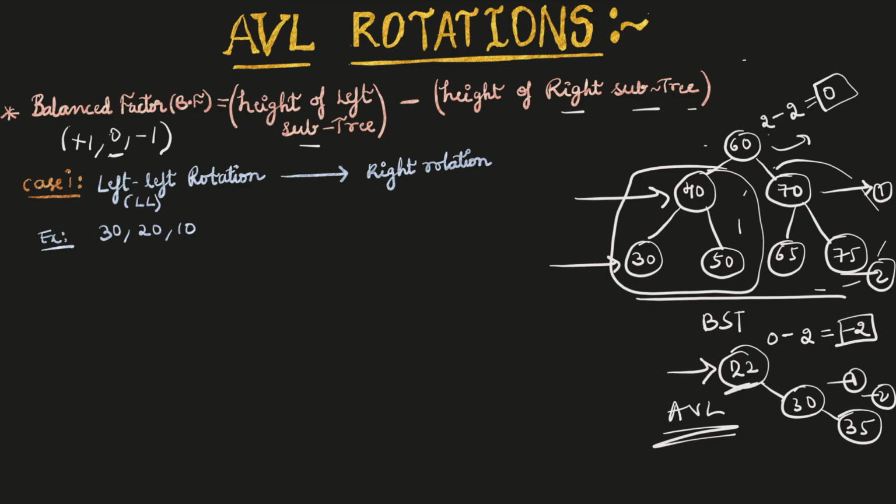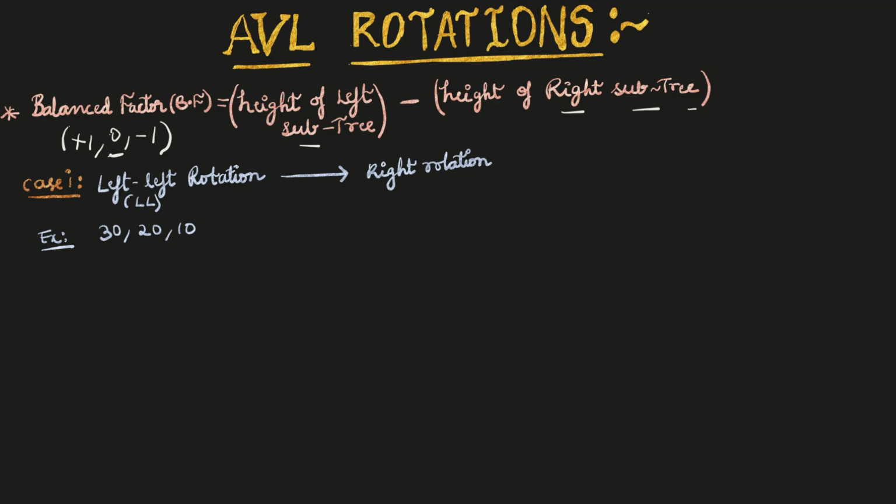Let's see all the 4 types of cases we are having in AVL rotations and how we solve those. The first case is left-left rotation. It is also represented as LL. To solve the LL problem, we need to do the right rotation. Right rotation is done at the node which is having the unbalanced factor. So now let's construct a tree and then look at how we apply these AVL rotations.